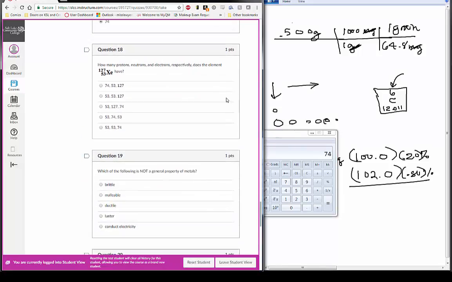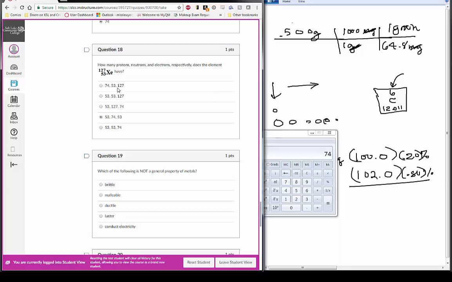All right, next, how many protons, neutrons, and electrons respectively does this element have as shown? Because there's no charge, you know the protons are the same as the electrons. And this number in the bottom left is the atomic number, or the number of protons. So you have 53 protons and 53 electrons. And we're going in order, protons, neutrons, electrons. You want something with 53 at the beginning and 53 at the end, and that actually eliminates everything but this.